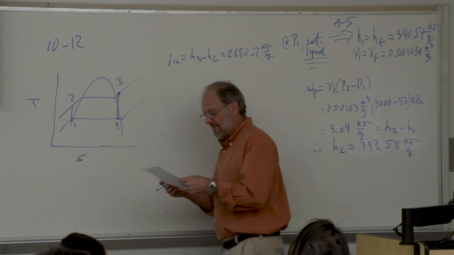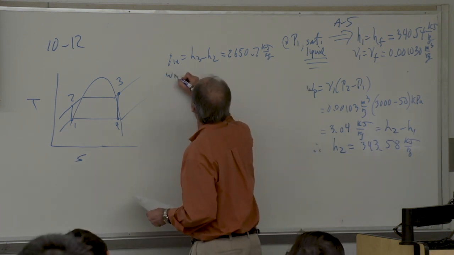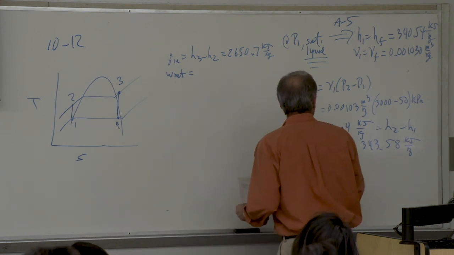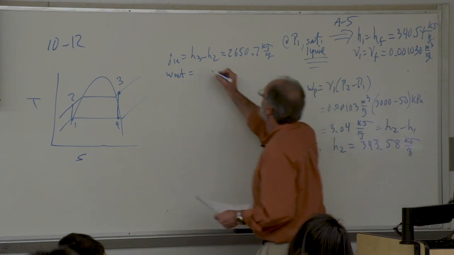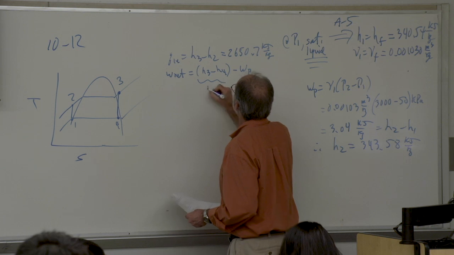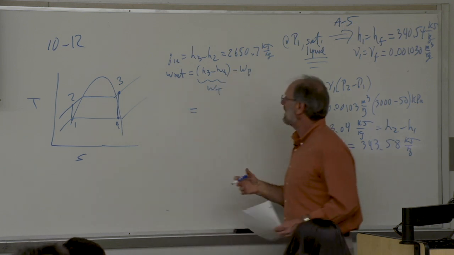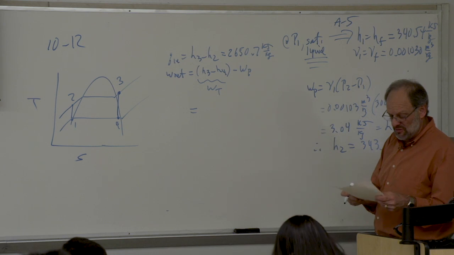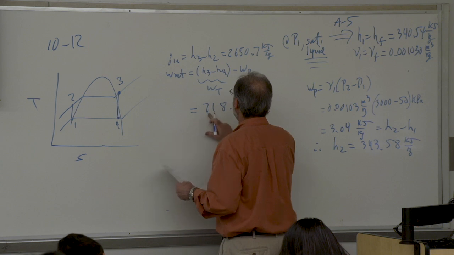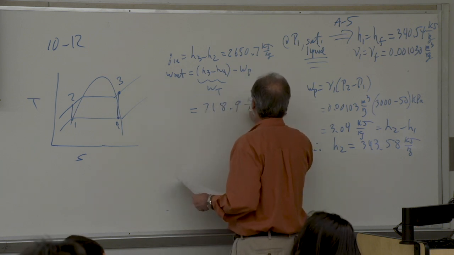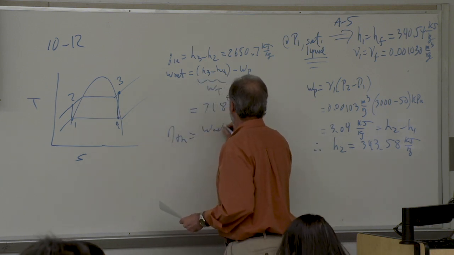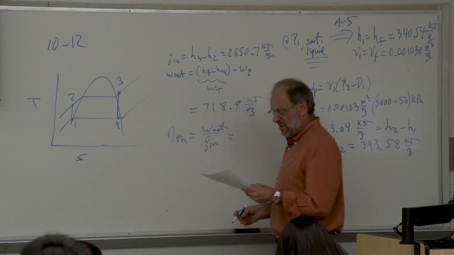Now we find the net work, which is just the difference between the turbine and the pump work. We've already calculated the pump work. So this is H3 minus H4, that's the turbine work, minus the pump work. Again, I'll let you plug in the numbers on your own. We have H3, we have H4. The net work is 718.9 kilojoules per kilogram. So we can find the thermal efficiency, the net work over the heat input.